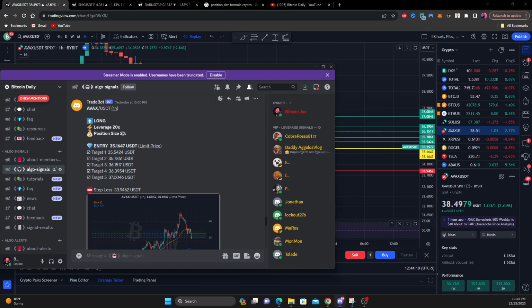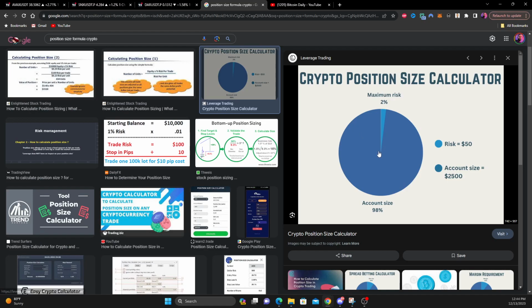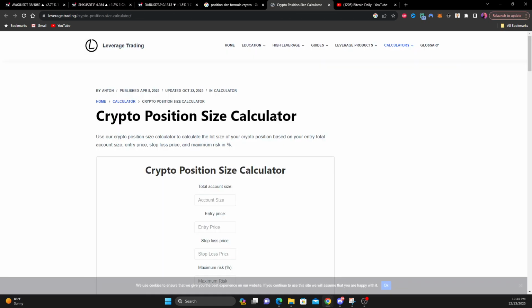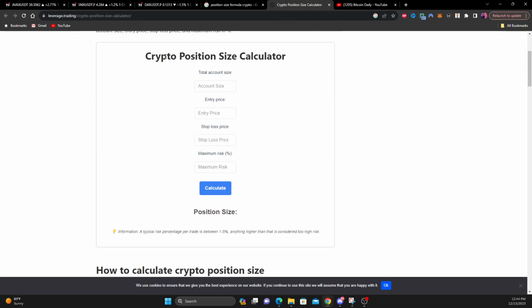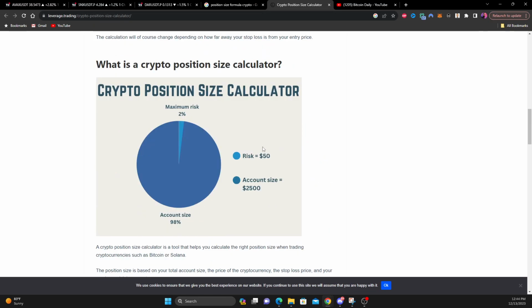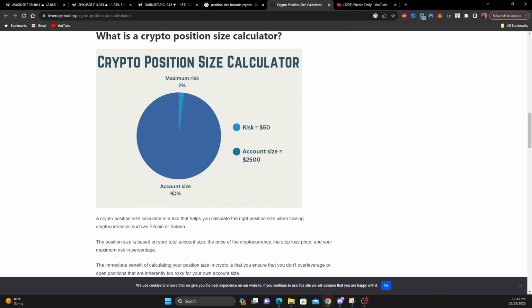So you've got to calculate that. There's plenty of position size calculators out there that you can take a look at if you just Google it. It's pretty simple. You can see here, this is just a random one that I just clicked on. The whole idea is that you're not trading with your entire account. This is your entire account. You only want to lose a small amount of it if you lose the trade, right? So that's the whole idea behind that.